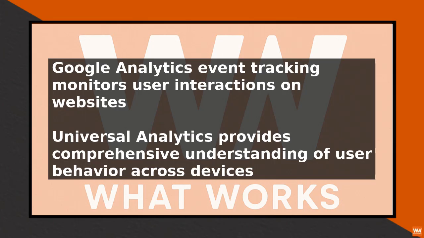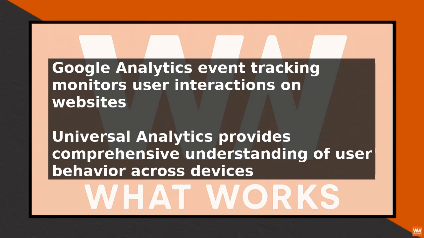Google Analytics event tracking refers to the process of tracking specific user interactions on your website, such as button clicks or form submissions, using the traditional Google Analytics tracking code. Universal Analytics, on the other hand, is a more advanced tracking system that provides a more comprehensive understanding of user behavior across devices and platforms.